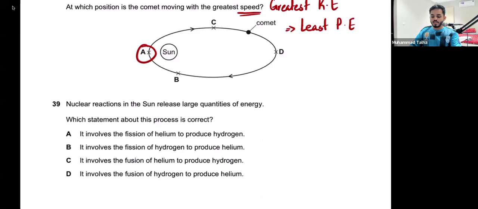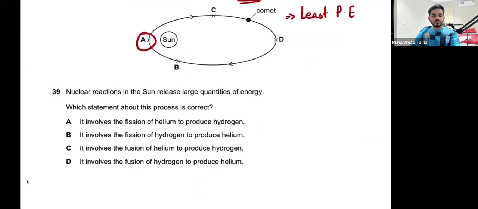Nuclear reactions in the sun release large quantities of energy. The statement about this process is correct. So releasing large quantities of energy, it's because of fusion from hydrogen to produce helium.